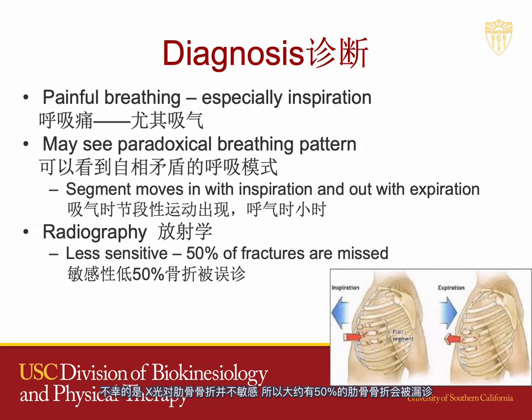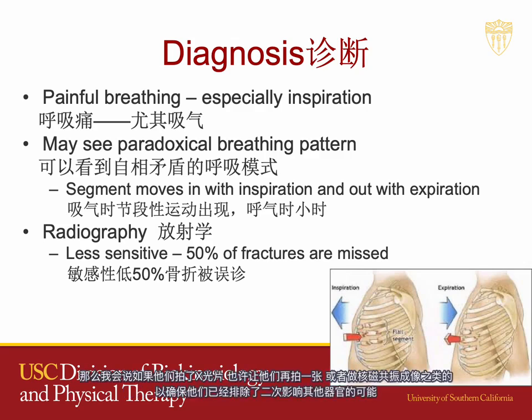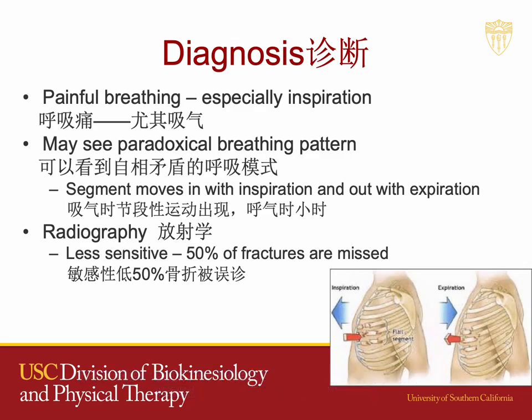Unfortunately, x-rays are not incredibly sensitive for rib fractures, so about 50% of them are missed. So again, if you're suspecting, especially if you think there might be complications like pneumothorax, then I would say, if they've taken an x-ray, maybe have them take another one or do an MRI or something to make sure that they've ruled out rib fractures that could be affecting other organs. That's the most important thing, because that's where they may need to do surgery.